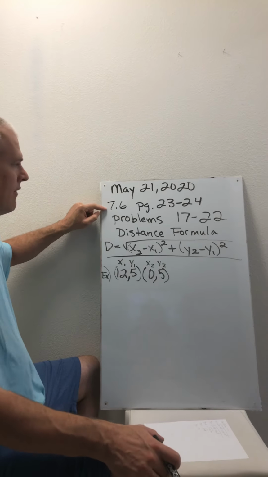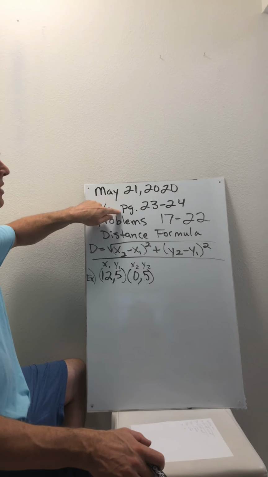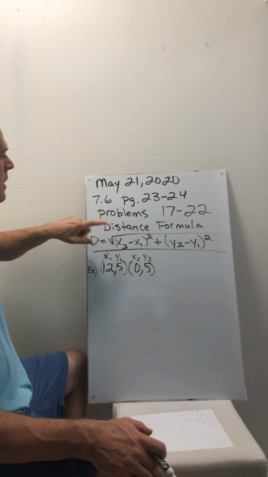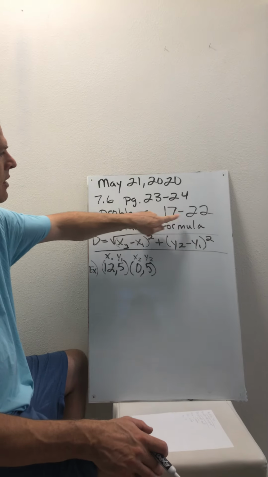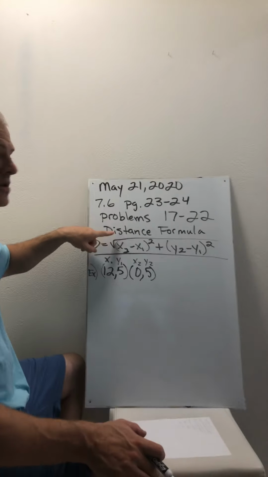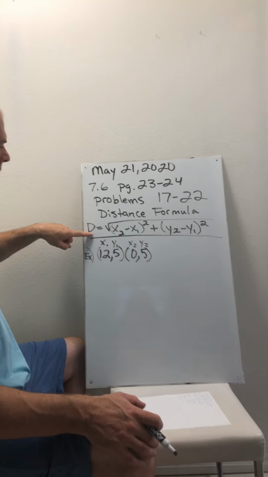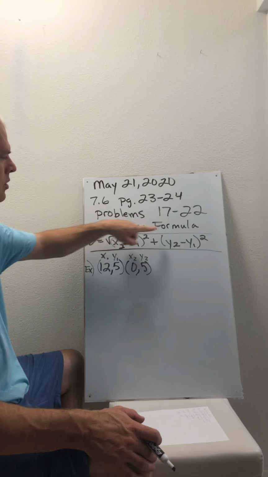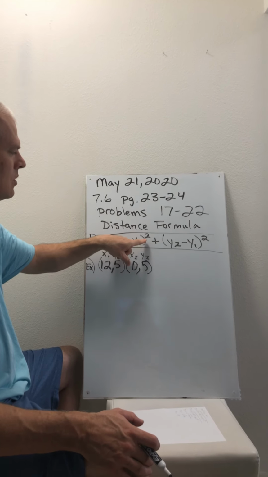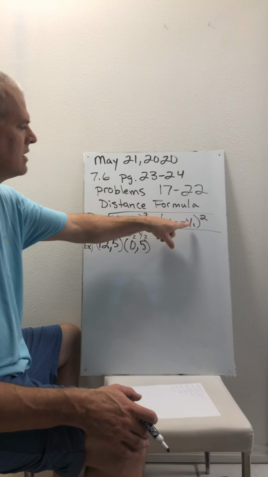We are working on 7.6, pages 23 and 24. You will be doing problems 17 through 22, which is the distance formula. Here is the distance formula: D equals the square root of x2 minus x1 squared plus y2 minus y1 squared.